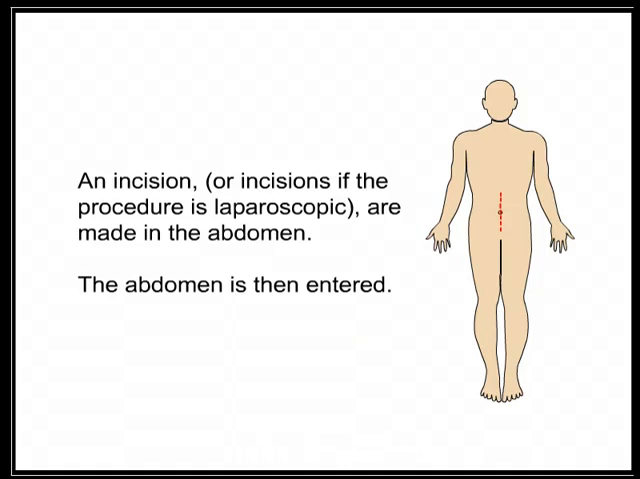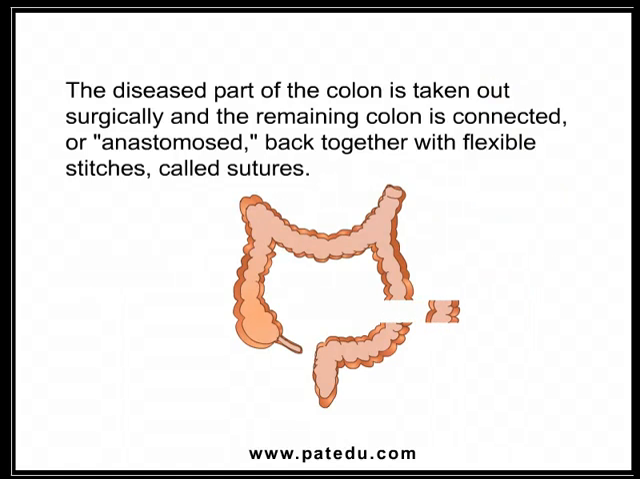An incision or incisions, if the procedure is laparoscopic, are made in the abdomen. The abdomen is then entered. The diseased part of the colon is taken out surgically, and the remaining colon is connected or anastomosed back together with flexible stitches called sutures.